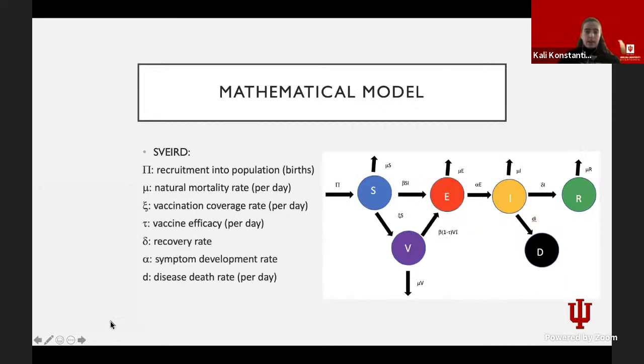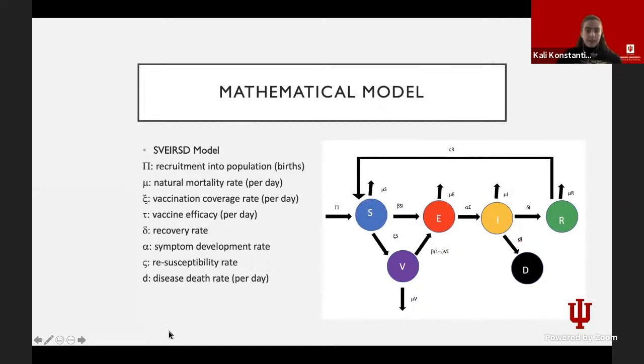Next, the SVEIRD model. So here we're introducing that asymptomatic category in red. So now all infected individuals in the S category will go through the E category before moving on to I at a rate of alpha times E. And alpha is the symptom development rate. So this is 1 over the incubation period. So if your incubation period is 5 days, then your symptom development rate will be 0.2, 1 over 5. And I believe that's the only thing that's necessarily different about this model.